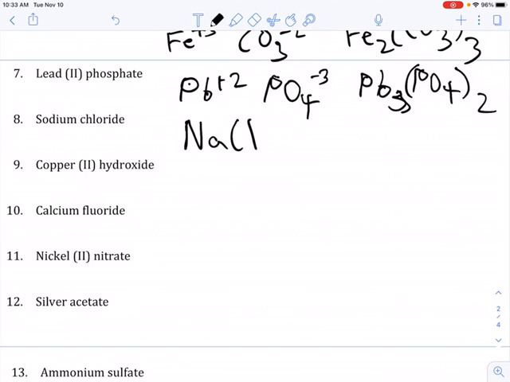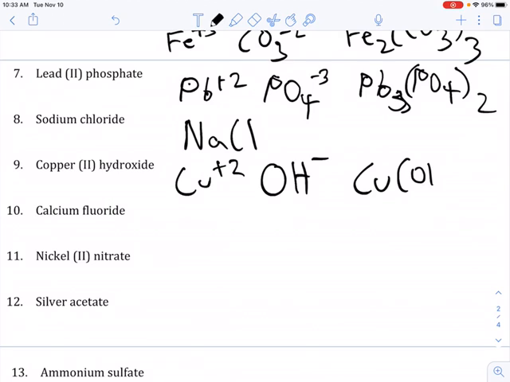Copper 2 hydroxide, +2 for the copper. Hydroxide is OH-. And here, when I crisscross, I'm going to get Cu(OH)2. Notice that I have a 1 subscript on the copper, even though the charge is 2. So I'll point out once again, Roman numerals are the charge on the copper. The way we get the subscript is by crisscrossing. The Roman numeral 2 is not the subscript on the copper.